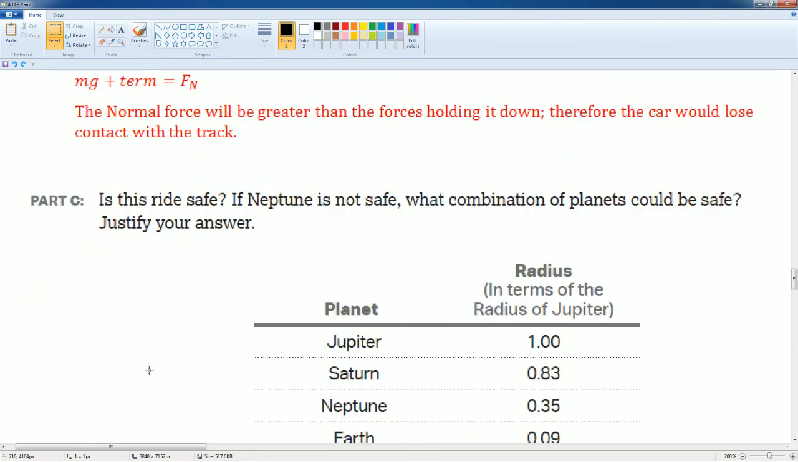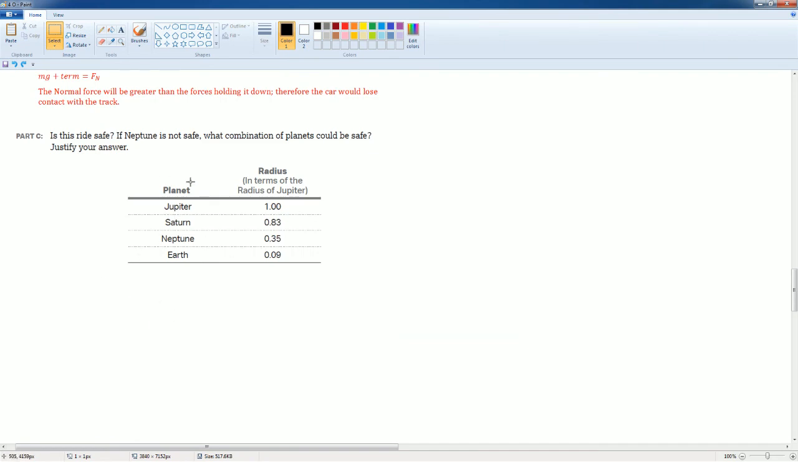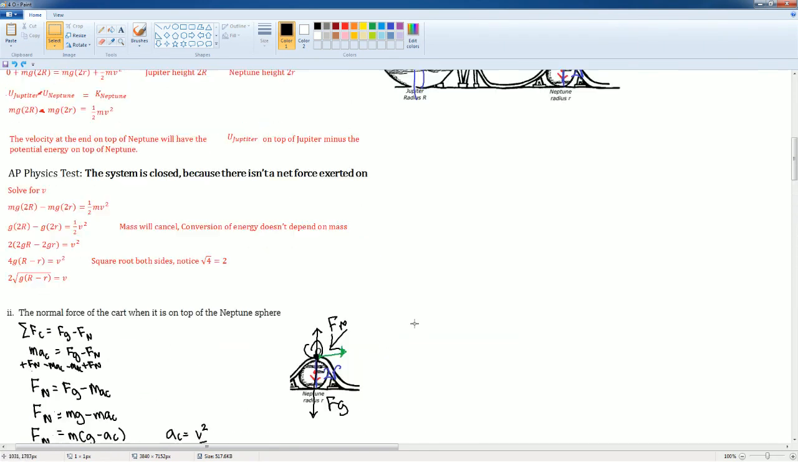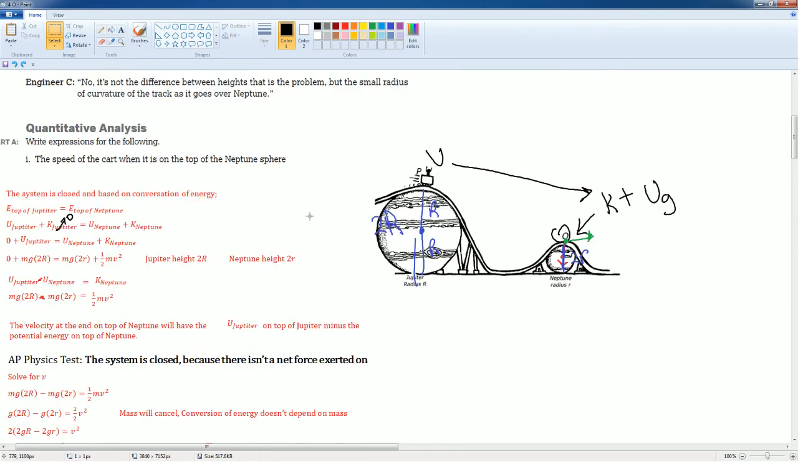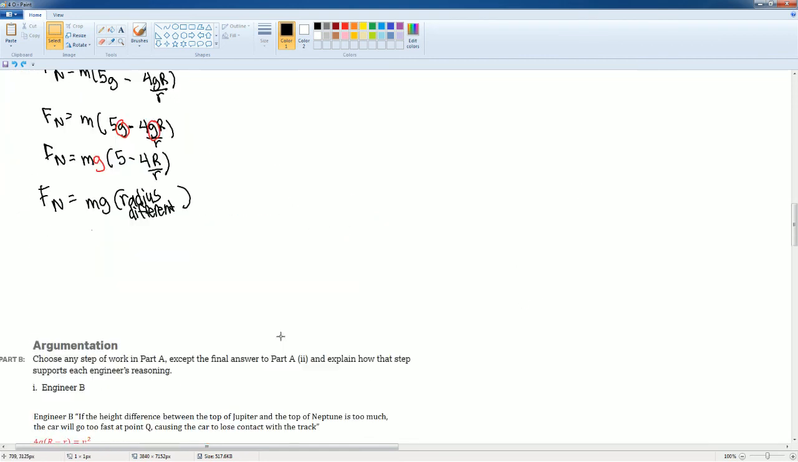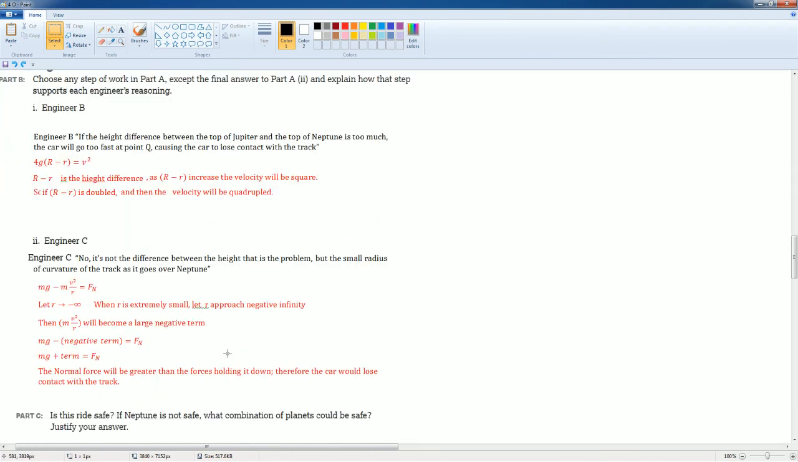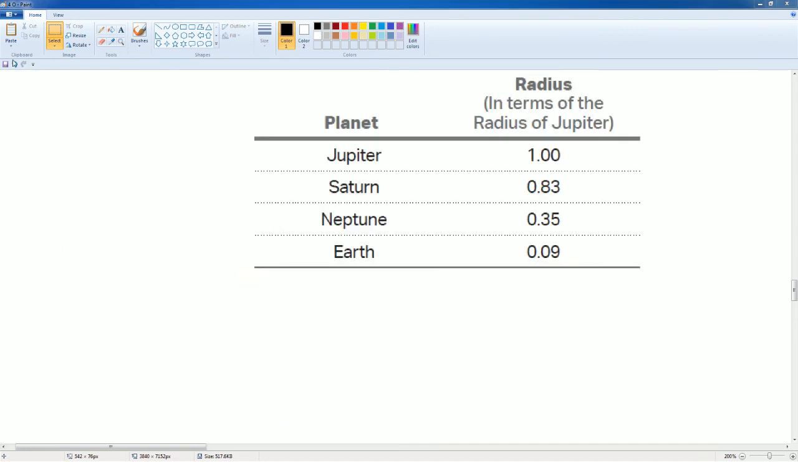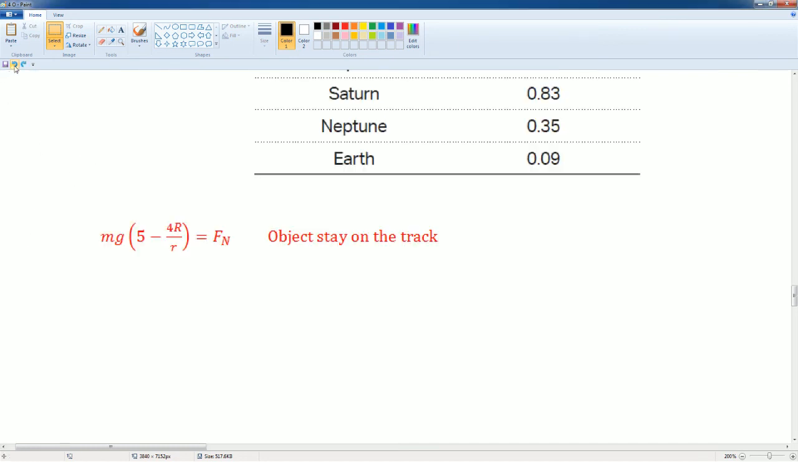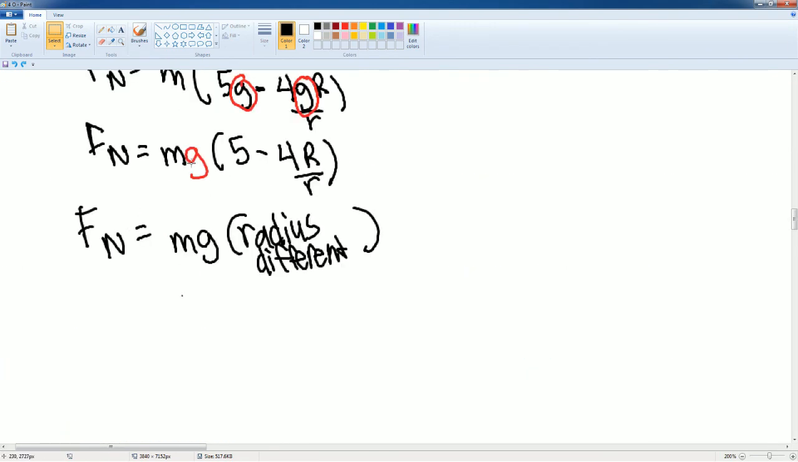You're going to see it when I do the math here, to see what combination of which planet, which radius, would be good for the second ride. We notice that this radius of Neptune, 0.35, is problematic. We'll see which one would be good for it. There are three scenarios that you should take a look at. One, if it's equal. This is the equation that I've just used from before. I just used the last part here, mg times 5 minus 4R over r.